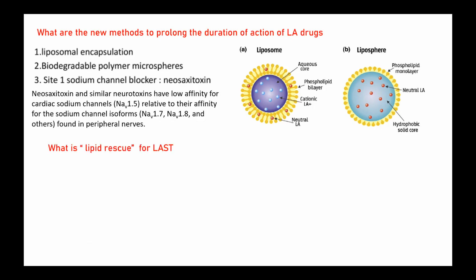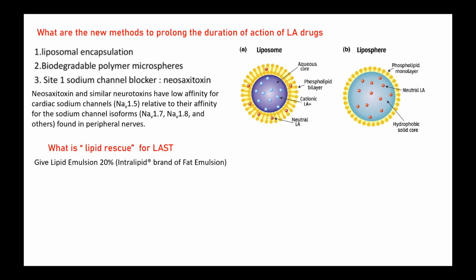What is lipid rescue for LAST? Lipid emulsion. Using lipid emulsion to create a reservoir so that the drug goes out of the systemic circulation into the plasma, from the receptors into the plasma. For which particular drug do you use this? Bupivacaine, sir. Racemic bupivacaine toxicity.